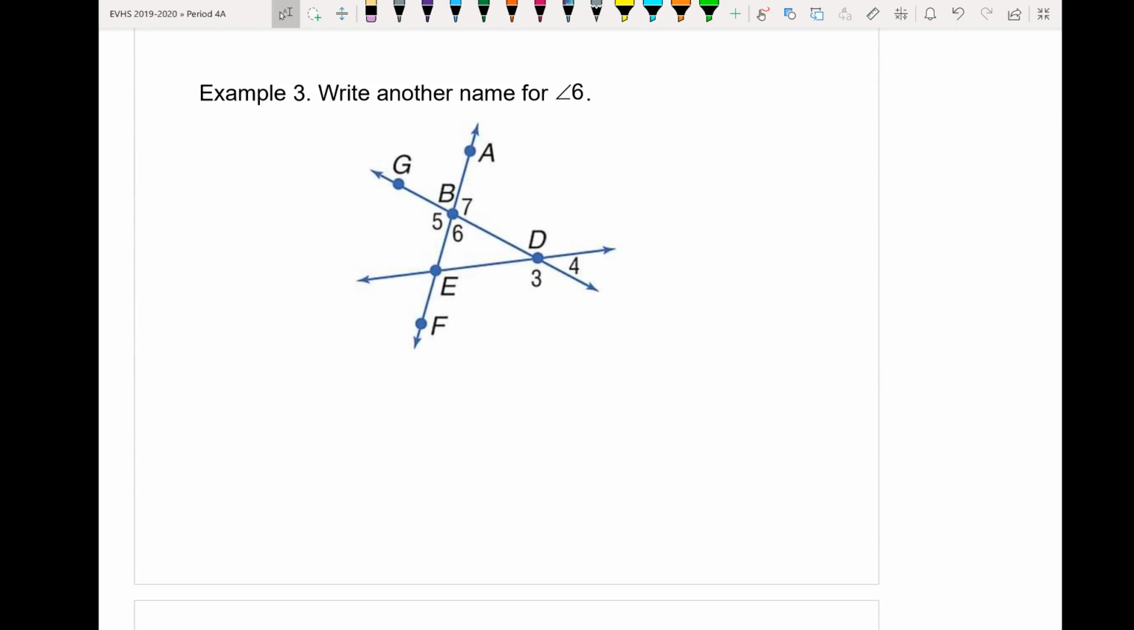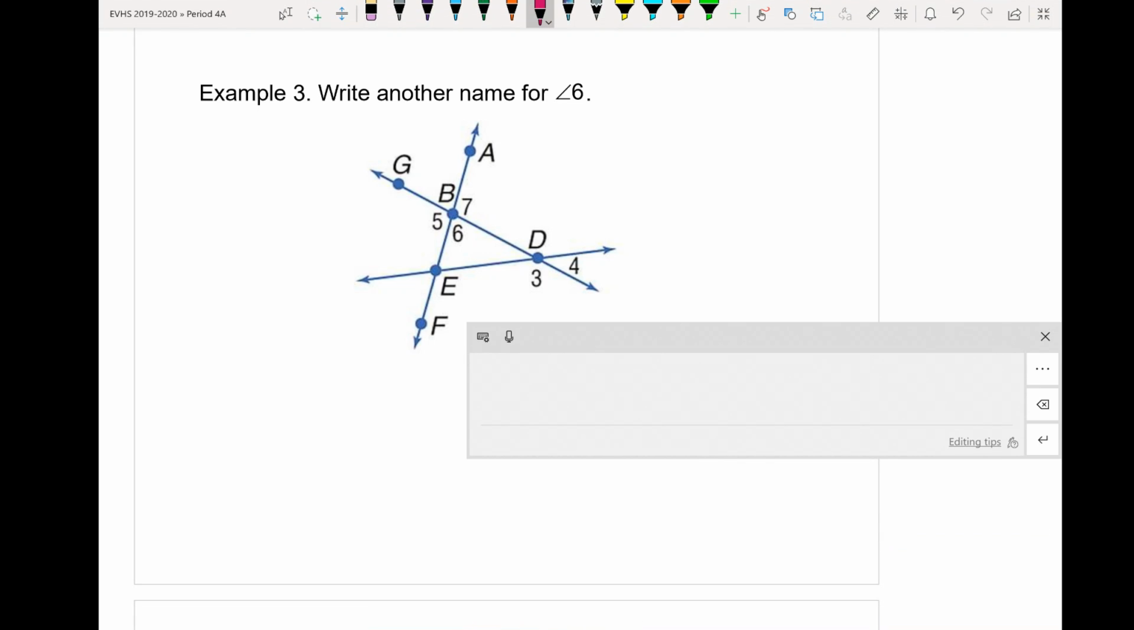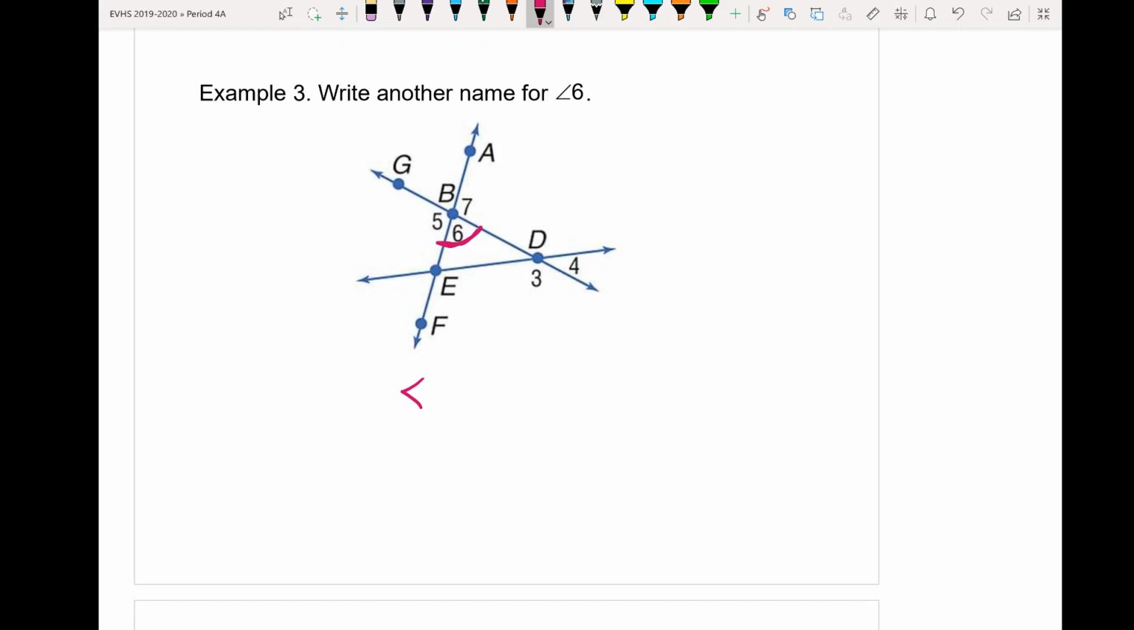All right. Example 3. Give another name for angle 6. So angle 6 is over here. What's another name for that? DBE. Also, we could use DBF. All right.